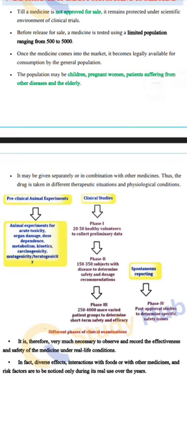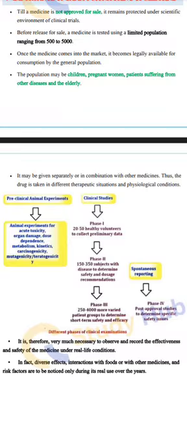So, different phases of clinical examination. Here, preclinical animal experiments, clinical studies, and spontaneous reporting. Here, we are going to discuss the phases of clinical trials. Animal experiments for acute toxicity, organ damage, dose dependence, metabolism, kinetics, carcinogenicity, mutagenicity, or teratogenicity. These all come in the preclinical studies, by animal usage or animal studies.